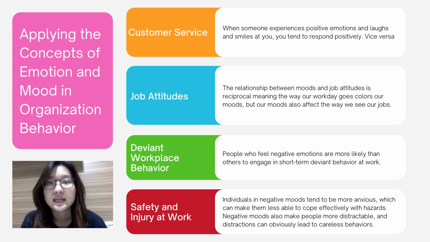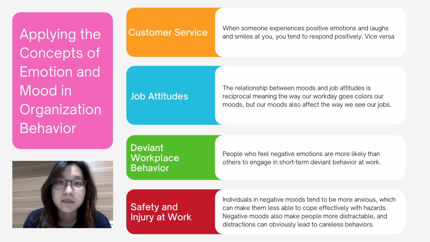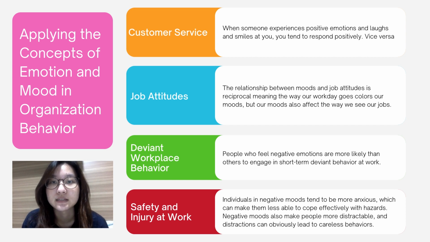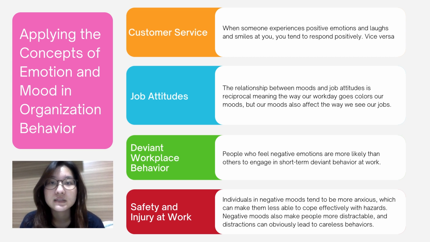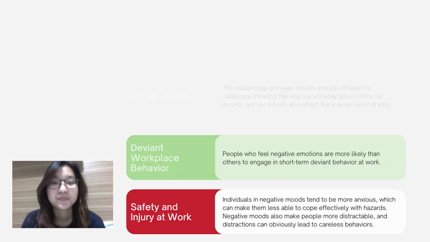The last one is safety and injury at work. Research suggests that employees in negative emotions can increase injuries at work. Why? Because individuals in negative moods tend to be more anxious, which can make them less able to cope effectively with hazards. Negative moods also make people more distractible, and distraction can obviously lead to careless behavior.